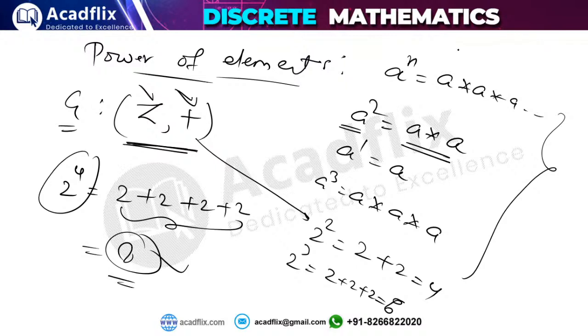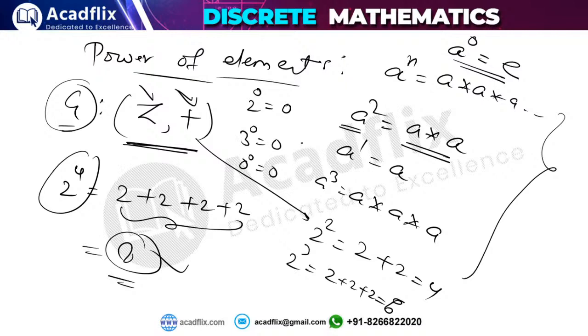And remember, any element to the power 0 is defined to be the identity element. So for example, in this group G, the identity element is 0. So if you want 2 power 0, then that will be 0. If you want 3 power 0, then that will be 0. If you take 0 power 0, then that will be 0. So remember, this is how we define power 0. Any element to the power 0 is equal to the identity element. Okay, so this is how we define power of element.